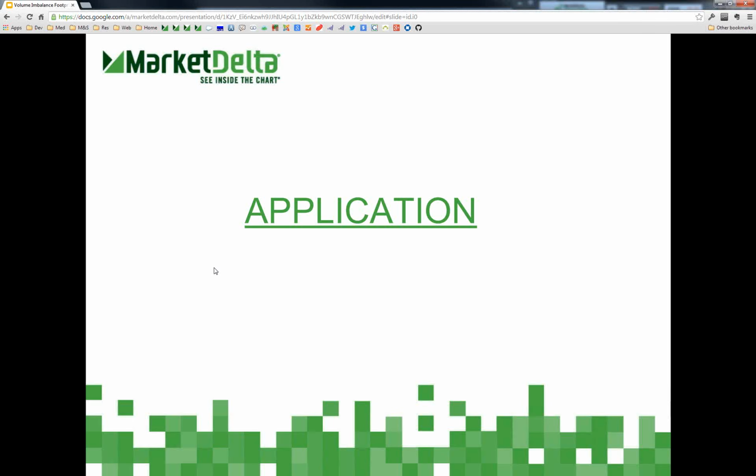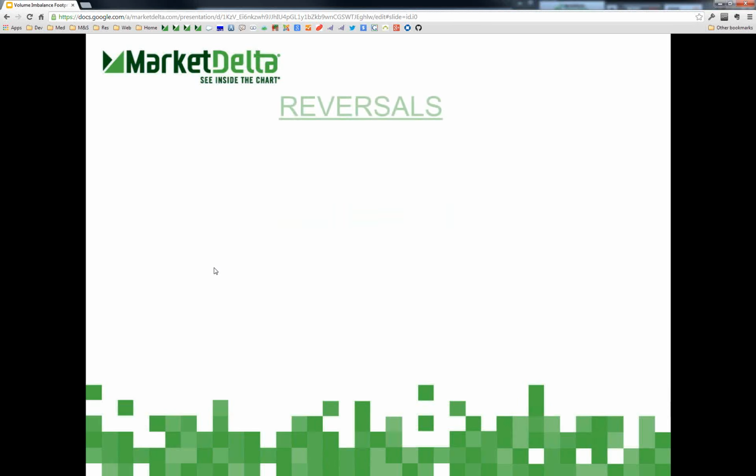So now we're going to really jump in. Now that you have at least a cursory knowledge of the background of what this is, let's take a look at some real-world screenshots, and this is where a majority of our time will be spent. I will be explaining this further as we go. So let's take a look first at reversals.